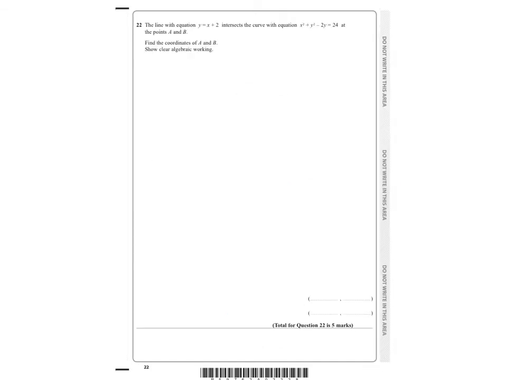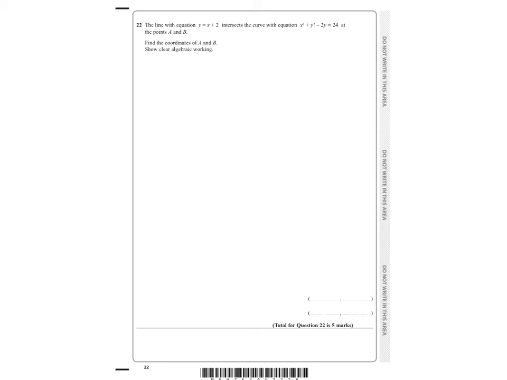Okay, that's 21. Question 22. The line with the equation y equals x plus 2 intersects the curve with the equation x squared plus y squared minus 2y equals 24 at the points A and B. Find the coordinates of A and B.